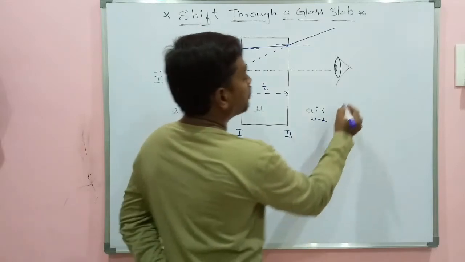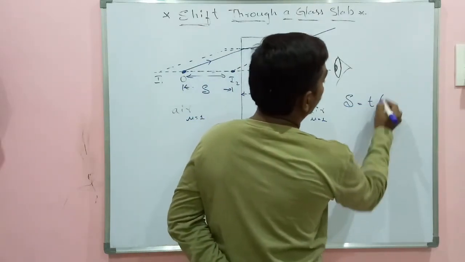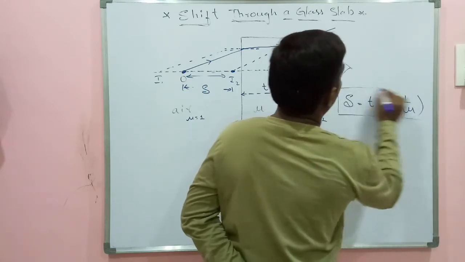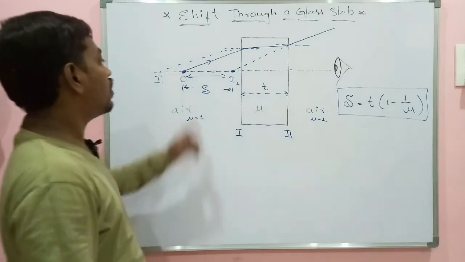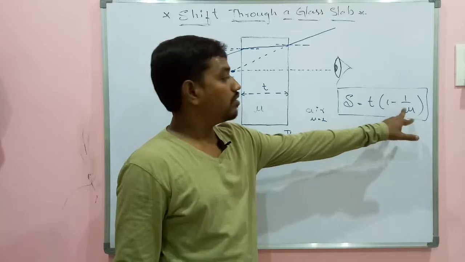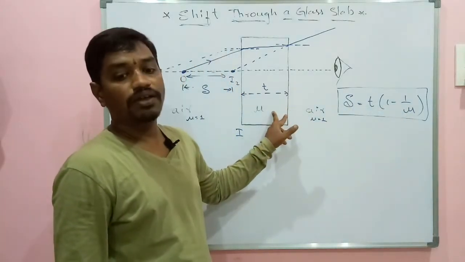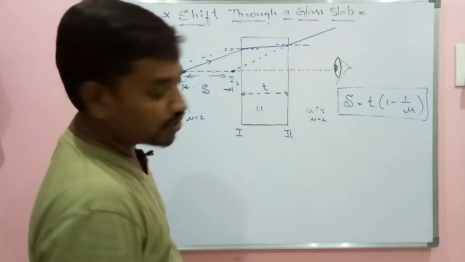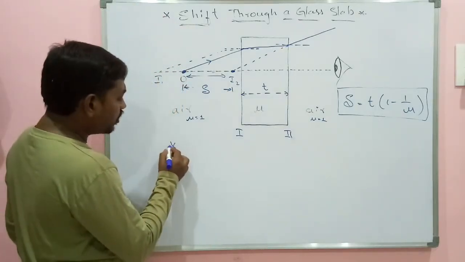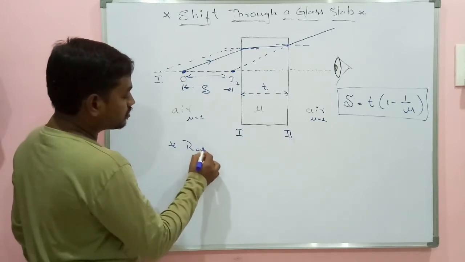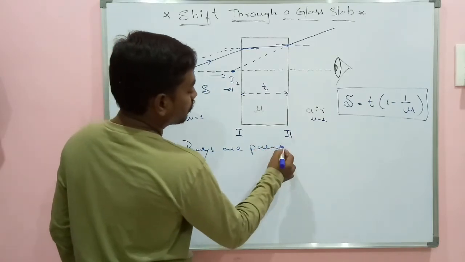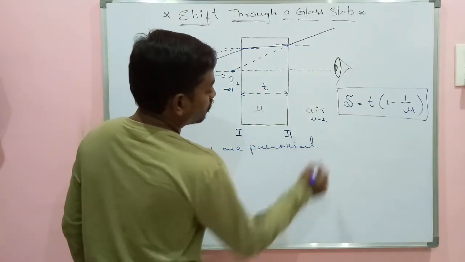The mathematical formula for shift is given by S equals T of 1 minus 1 by mu. This is the formula to calculate the shift in the object's position, and T is the thickness of the glass slab and mu is the refractive index of the glass slab. So there are some points corresponding to this particular shift here. That's nothing but, number one, the rays are paraxial.